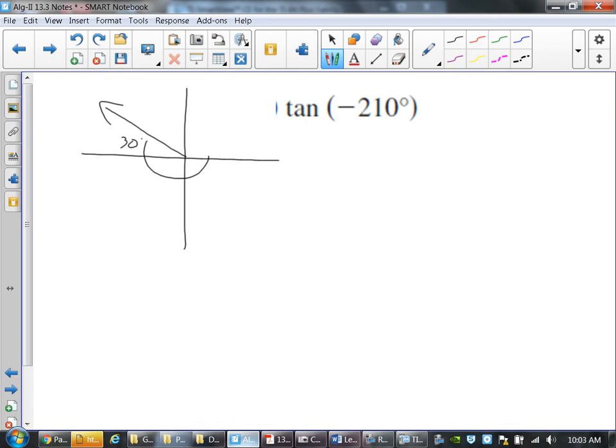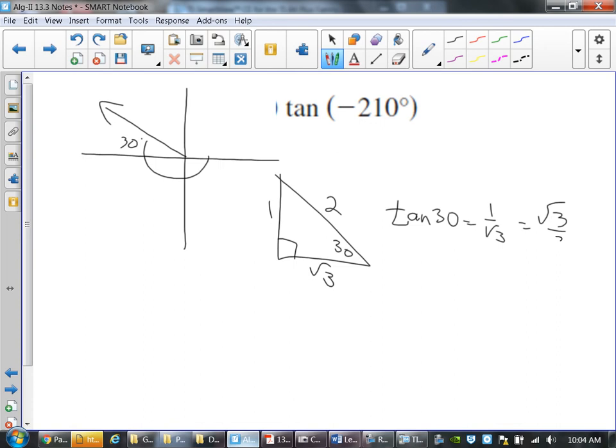So I know I have a 30, 60, 90 triangle, and I'm working with the 30. The tangent of 30 is opposite over adjacent. So the tangent here is 1 over root 3, which is, very good, root 3 over 3. In the second quadrant, is tangent positive or negative? Negative. So your answer is negative root 3 over 3.